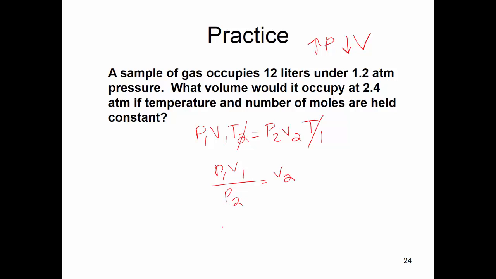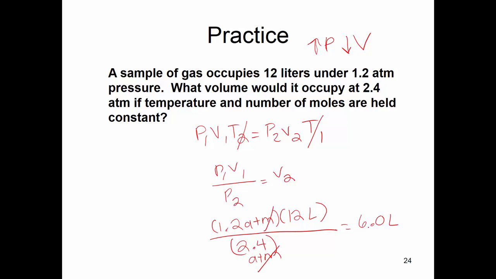So P1, 1.2 ATM, 12 liters. P2 is 2.4. It doubles, so 12 times 1.2 divided by 2.4 equals 6 liters. And that's what we expected. Like I said, you could put in numbers there if it's constant. Just put 1 and 1. It doesn't matter because it's going to cancel in your equation, or you can just cross it out.